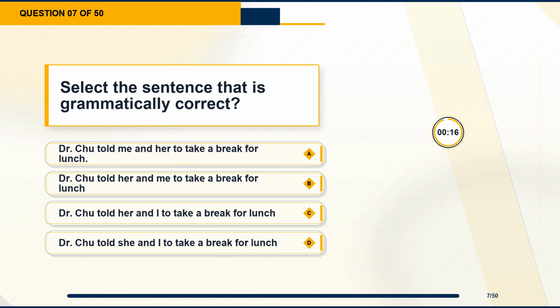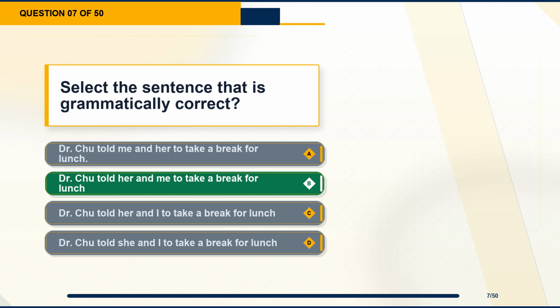Question 7. Select the sentence that is grammatically correct. Option A, Dr. Chu told me and her to take a break for lunch. Option B, Dr. Chu told her and me to take a break for lunch. Option C, Dr. Chu told her and I to take a break for lunch. Option D, Dr. Chu told she and I to take a break for lunch.